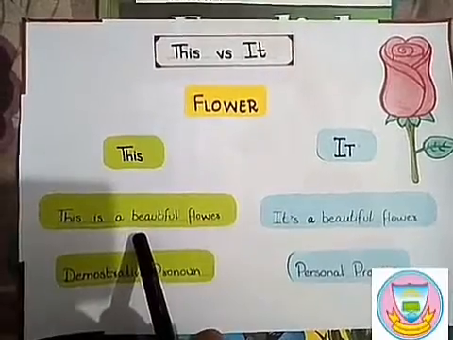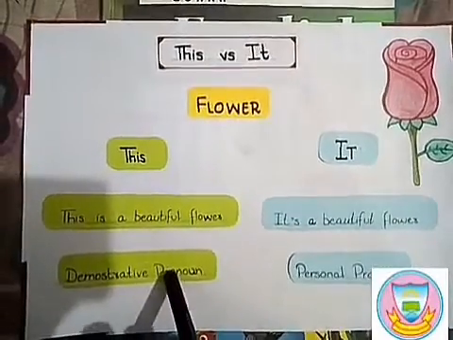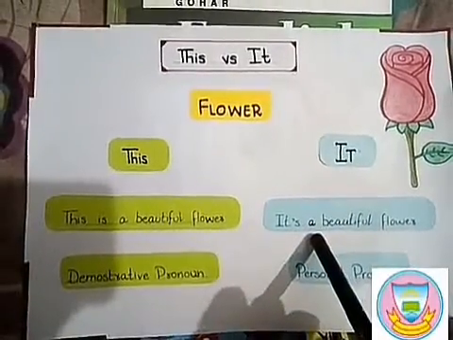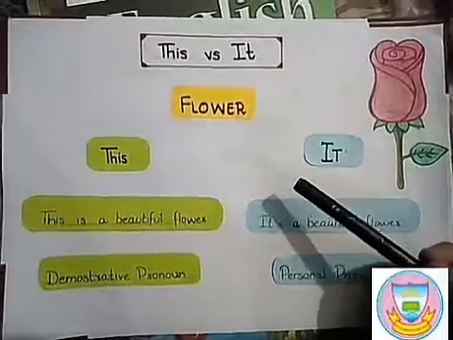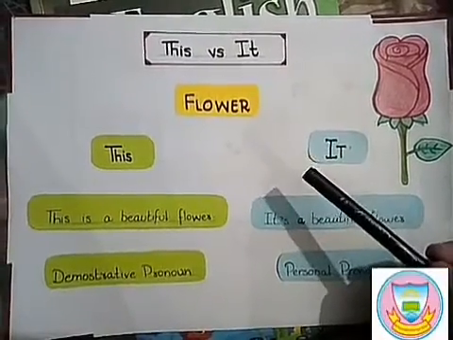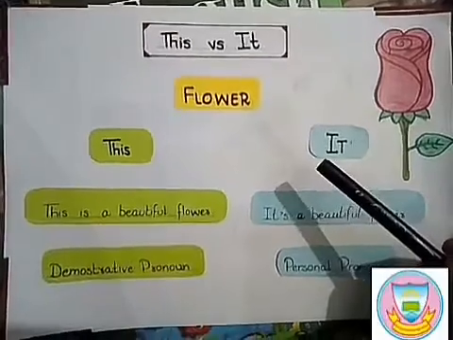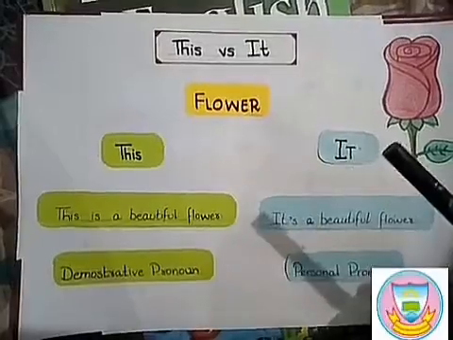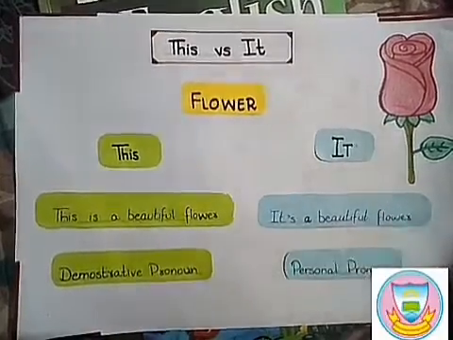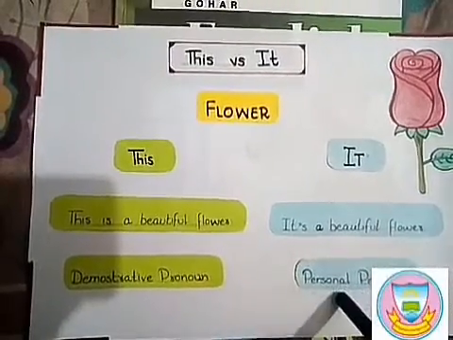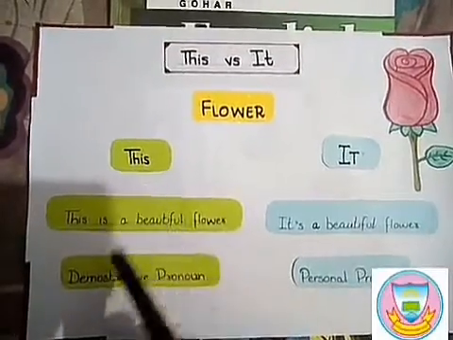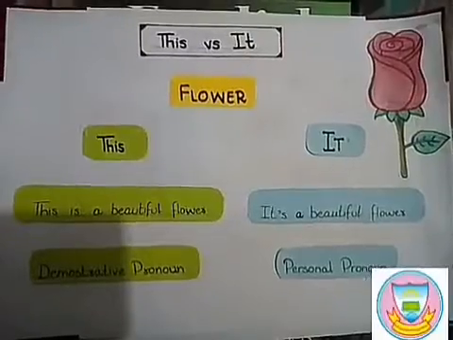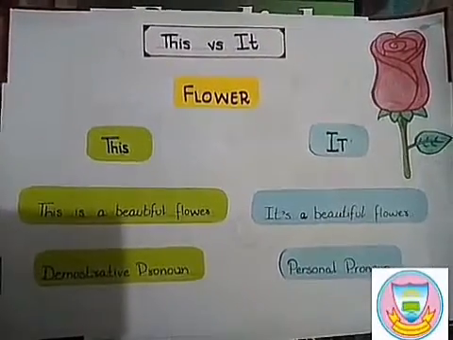"This" is used to demonstrate a noun that has not already been spoken of. And "it" is used when we are telling someone, as I told someone, "I saw a flower yesterday. It was very beautiful." Here I use "it" instead of "this". So, "it" is used as a personal pronoun. "This" is used as a demonstrative pronoun. Getting my point? I hope that the correct use of "this" and "it" is clear to you.